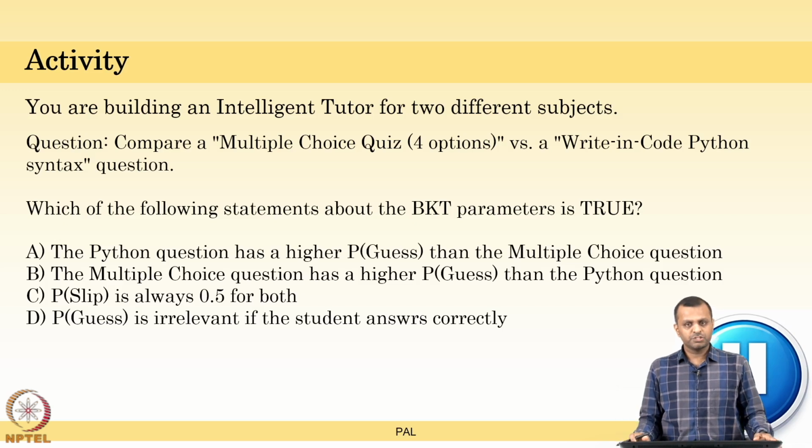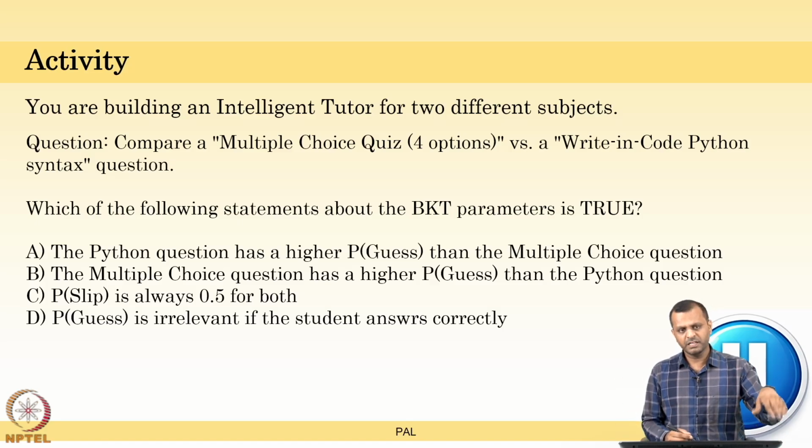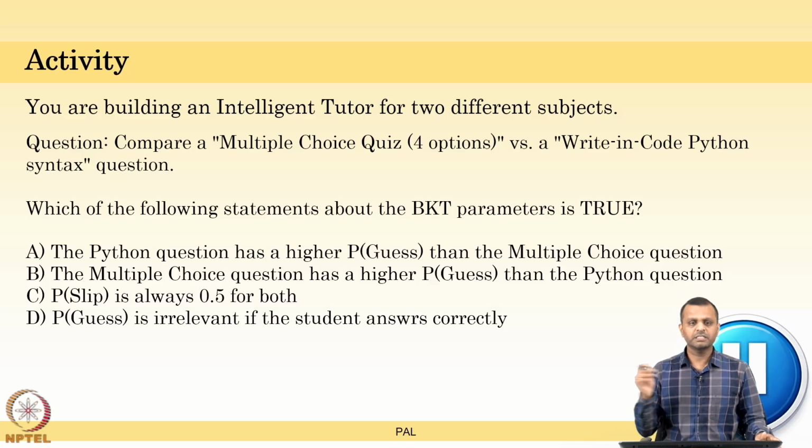Suppose you are building an intelligent tutoring system for 2 different subjects. Consider multiple choice questions, where there are 4 options: A, B, C, D. In the other system, students have to write code in Python syntax. In one system we ask the students to read a lot of things and answer a set of 5 MCQs. In the other scenario, you ask students to write code in Python syntax. Which of the statements about the BKT parameters is true?